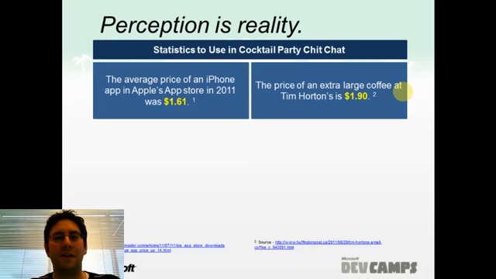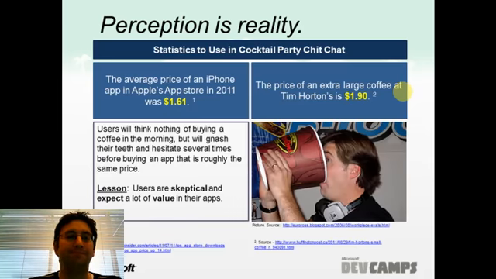Cost of an extra large coffee at Tim Hortons is $1.90, right? And again, this is something you can probably see right now. Well, think about this, right? Users will go to Tim Hortons every day and not have a second choice or second thought about it. I just need a coffee and I'm just going to spend the $2 and go, right?